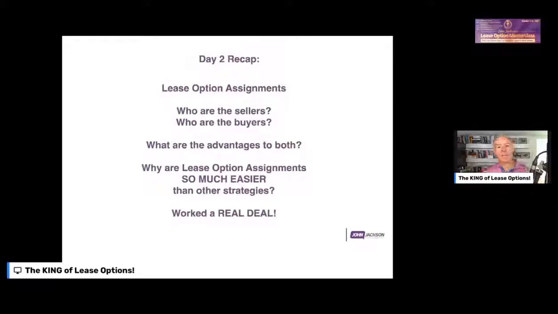Yesterday, we talked about lease option assignments. We talked specifically about lease option assignments. Who are the sellers? Who are these buyers? Why do sellers love lease options? How do you become the superhero by helping sellers that can't sell and buyers that can't buy? And what are the advantages for the seller? What are the advantages to the buyer? And why are lease option assignments so much easier to work with than other strategies in real estate?